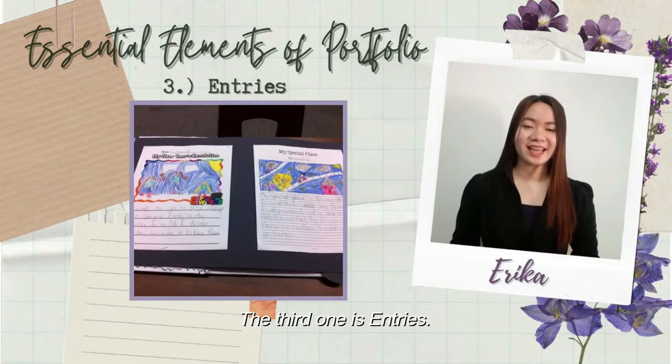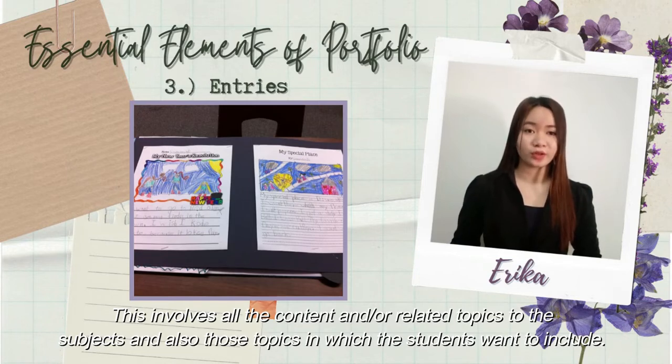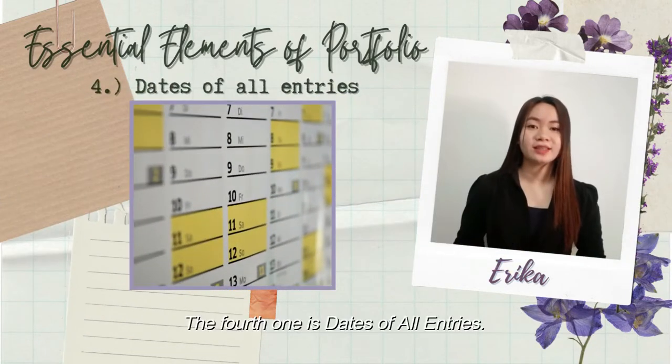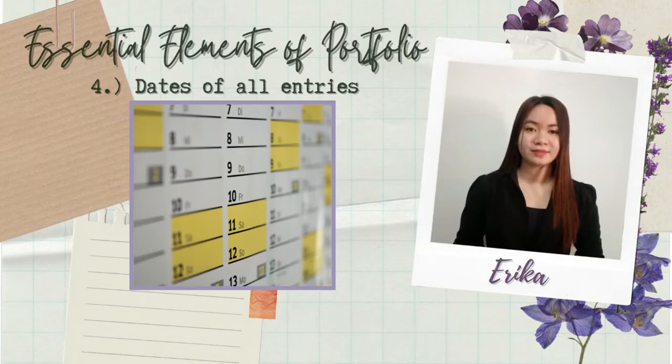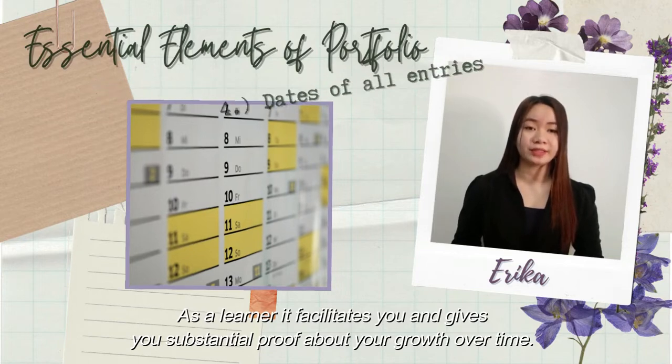The third one is the entries. This involves all the content and or related topics to the subject and also those topics which the students want to include. The fourth one is the dates of all entries. As a learner, it gives you substantial proof about your growth over time.